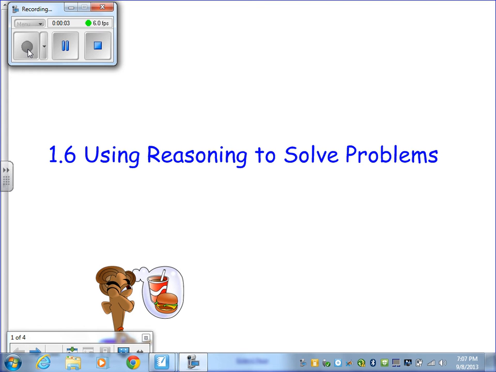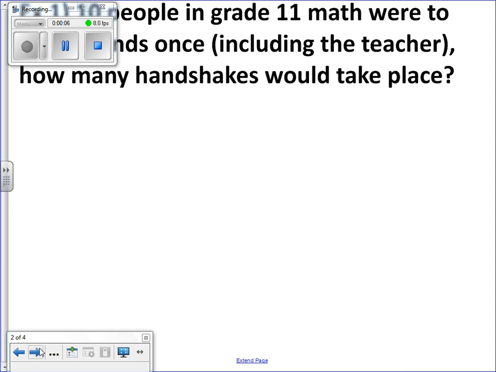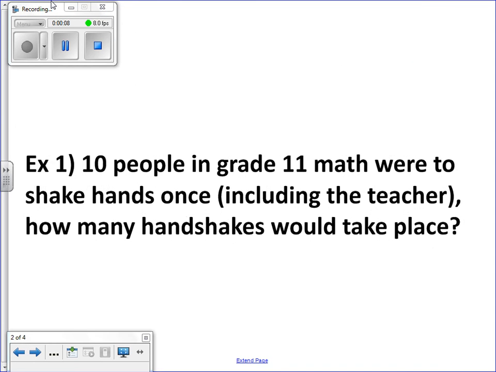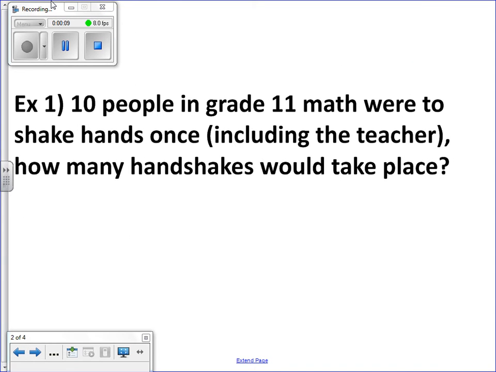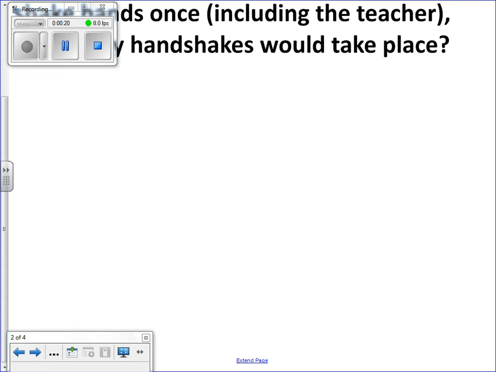1.6. Using reasoning to solve problems. Example 1. 10 people in grade 11 math were to shake hands once, including the teacher. So we have the teacher and 9 students. How many handshakes would take place?